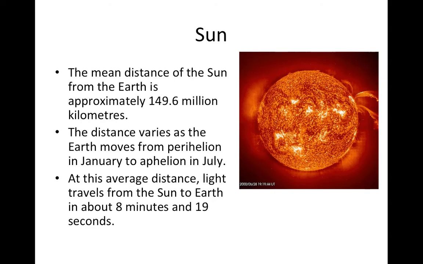Now, the mean distance of the sun from the Earth is approximately 149.6 million kilometers, of course, which is a lot. The distance of the Earth from the Sun varies from January to July. In January, we have perihelion, and in July, we have aphelion, so the distance of the Earth to the Sun actually varies. Now, at the Sun's average distance, it takes light from the Sun 8 minutes 19 seconds to get to the Earth.